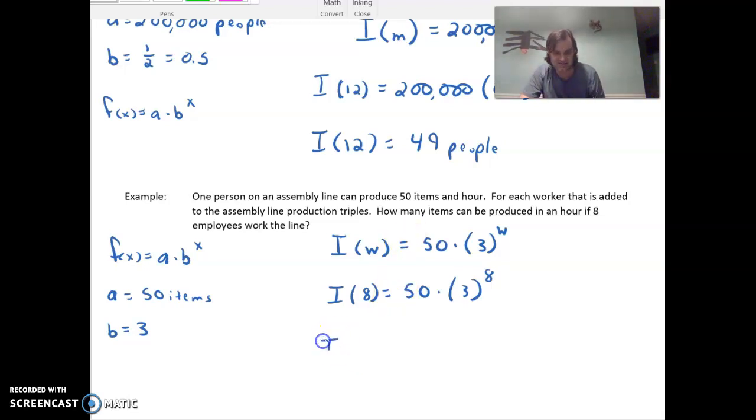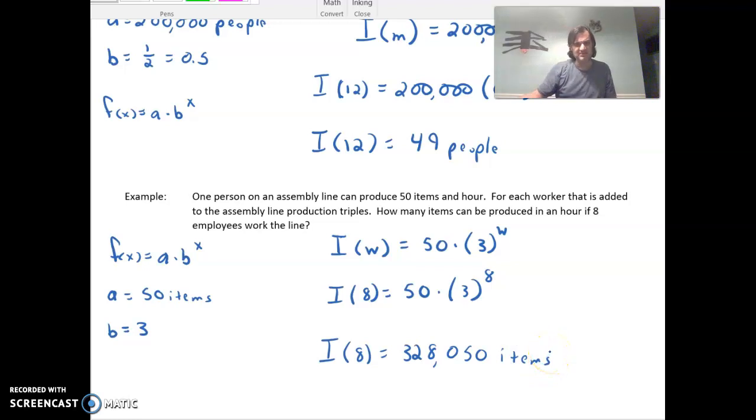So this is a dramatic difference. It looks like 328,050 items, which, I'm going to say, my function was made up in the beginning just to have something to work with. So let's not put a whole lot of stock in how much that changed, but we did the right work. All right.